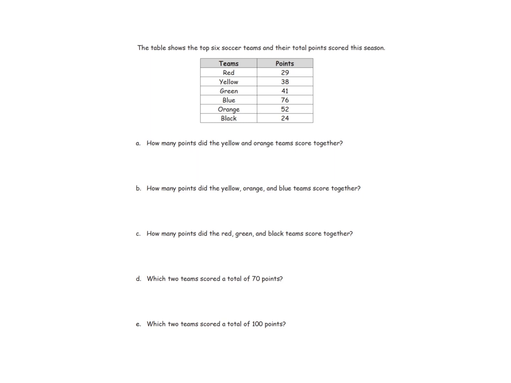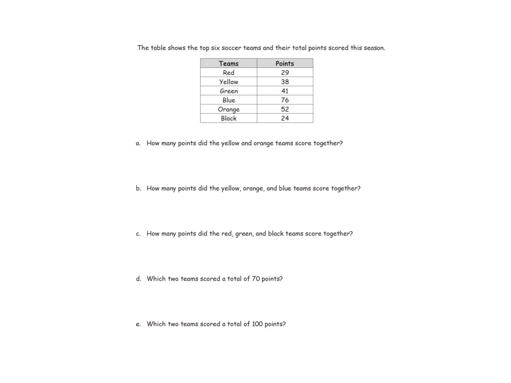In this sample question, we'll be using the table at the top. The table shows the top 6 soccer teams and their total points scored this season. Question A, how many points did the yellow and orange teams score together? Here, we can see that the yellow team has scored 38 points, and the orange team has scored 52.